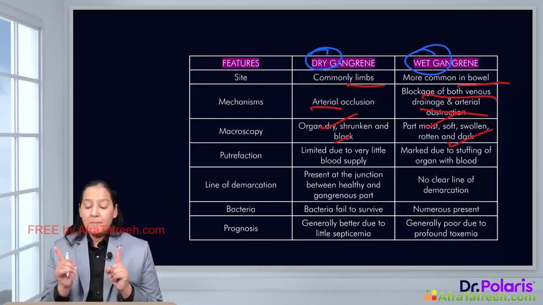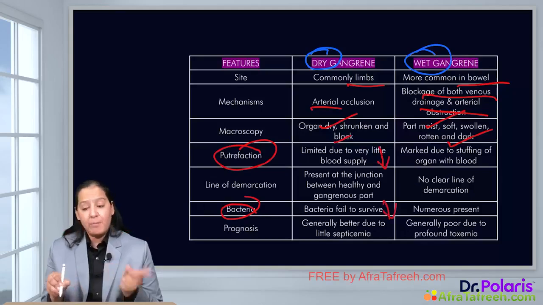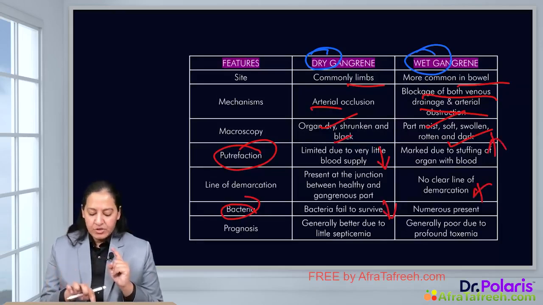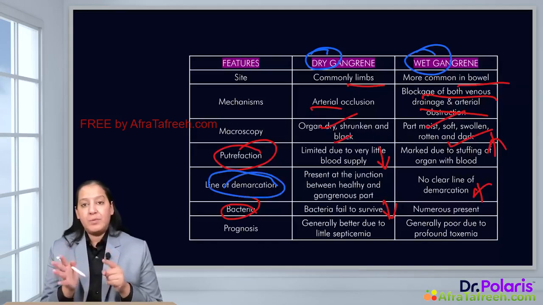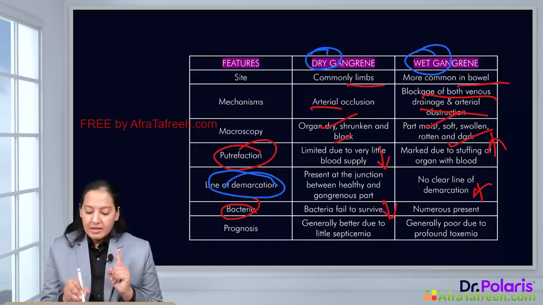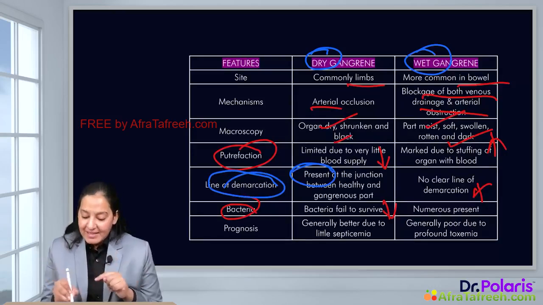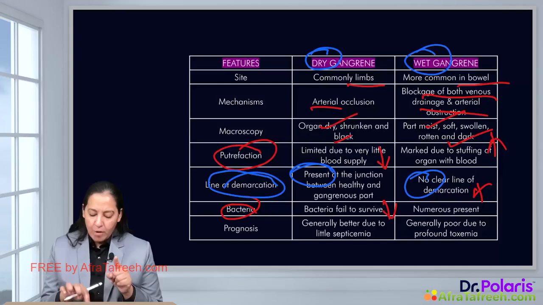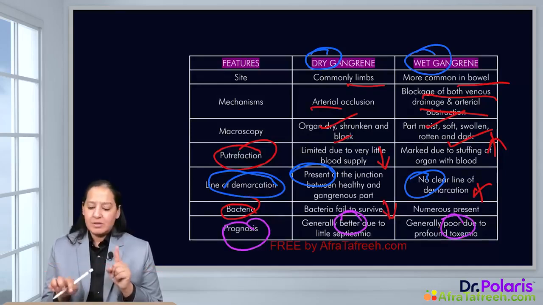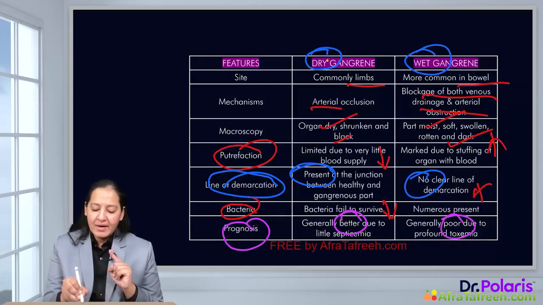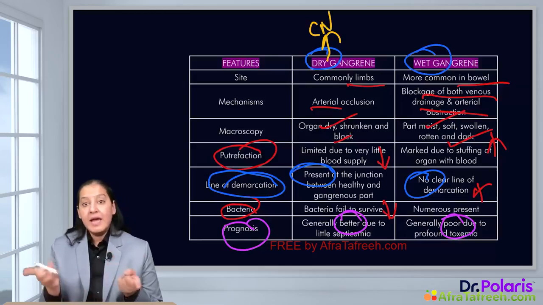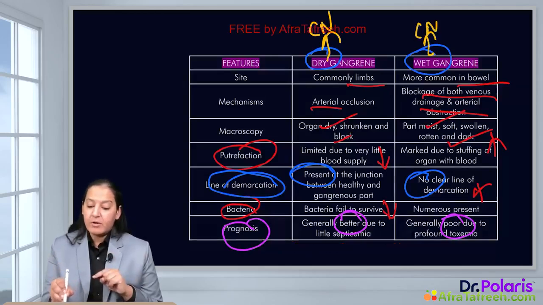So color is common. About bacteria and putrefaction, both are less or limited in dry gangrene. Both are abundant and numerous in case of wet gangrene. If you talk about the line of demarcation between the viable tissue and the dead tissue, the line is present in dry gangrene, but the line is absent in wet gangrene. The prognosis of dry gangrene is better as compared to wet gangrene. That you must know. The most important point: dry gangrene is an example of only coagulative necrosis. In wet gangrene, along with coagulative necrosis, there is superimposed liquefactive necrosis.